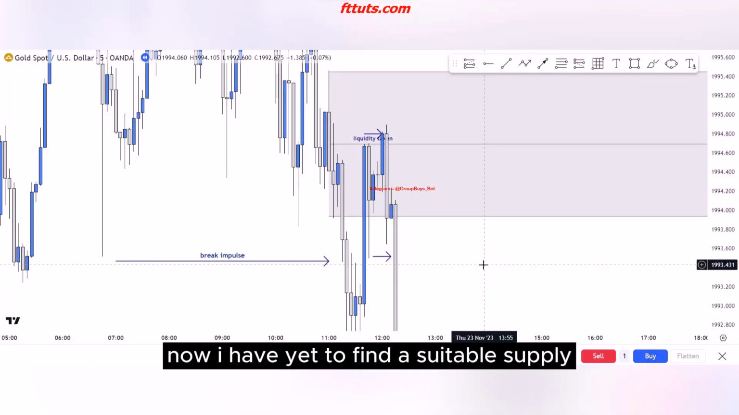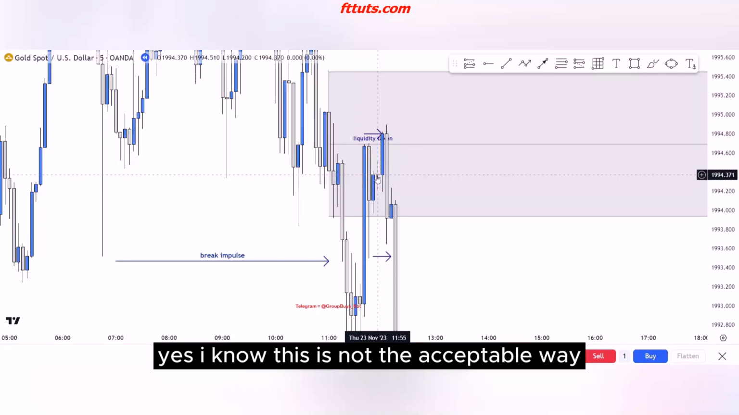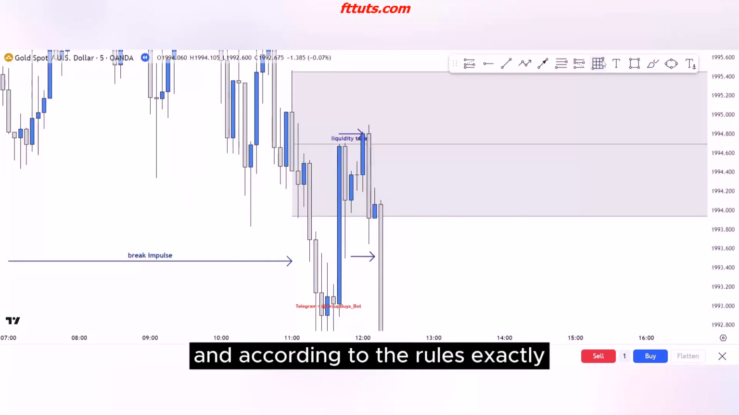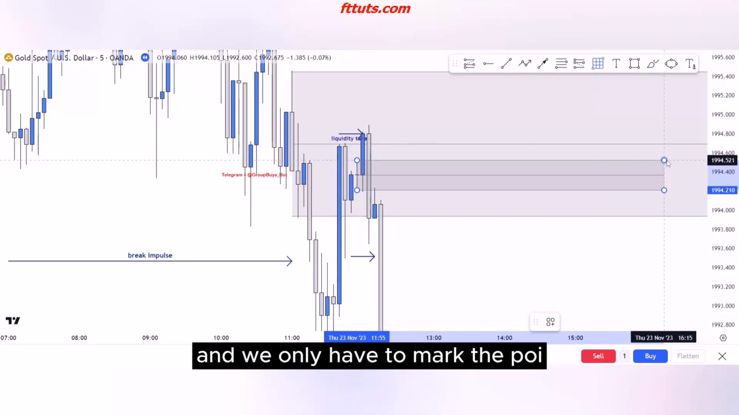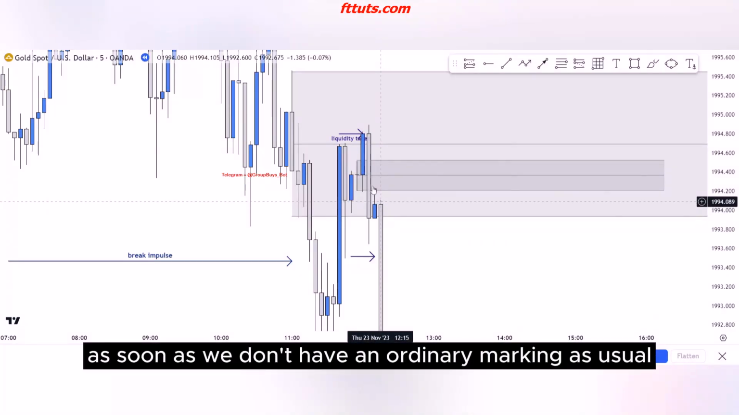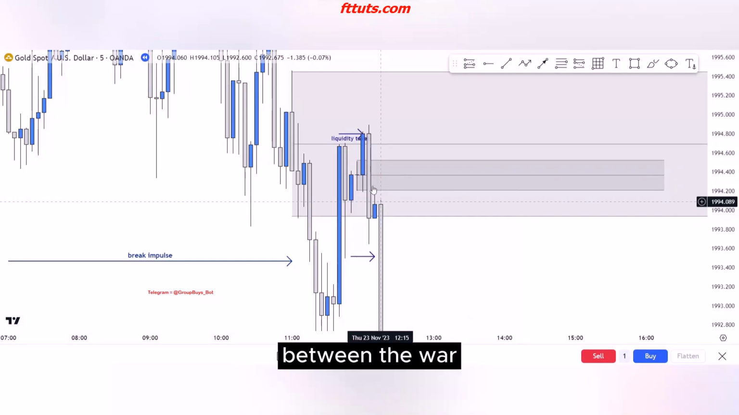Now I have yet to find a suitable supply, but luckily I have this candle here. Yes, I know this is not the acceptable way as I taught you and according to the rules exactly, but as soon as all of the rules are met and we only have to mark the POI, and we don't have an ordinary marking as usual, there is this doji candle, which is also often found in this area between the war between the sellers and buyers, and that shows us who won, as middle as possible here. So there is nothing more to add. This is our POI and we will mark it only in this case.